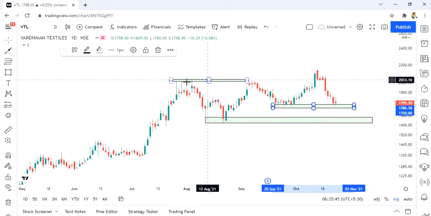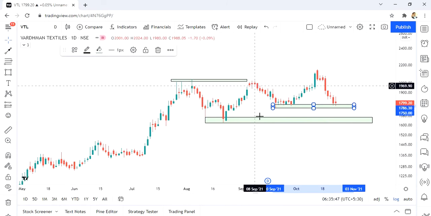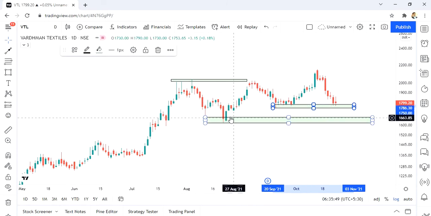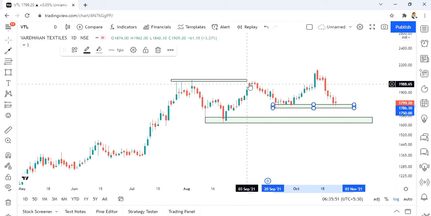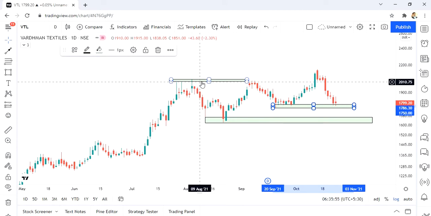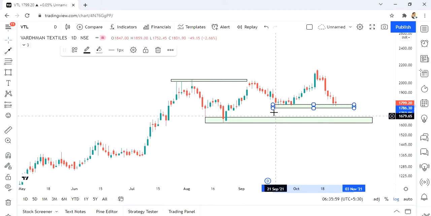All right, so you have your resistance level, you have your resistance level, you have a support level, you have a support level here. So this is how you need to mark the resistance level. This is how you need to mark the support. Remember, resistance is a place where the sellers become active. Okay, support zone is a place where the buyers become active.